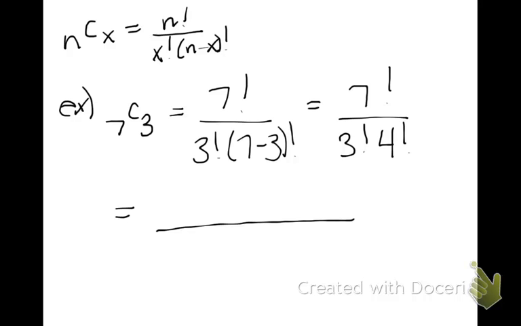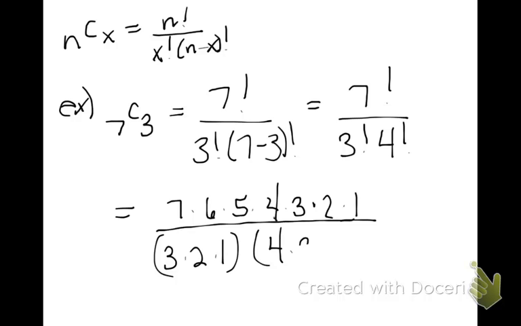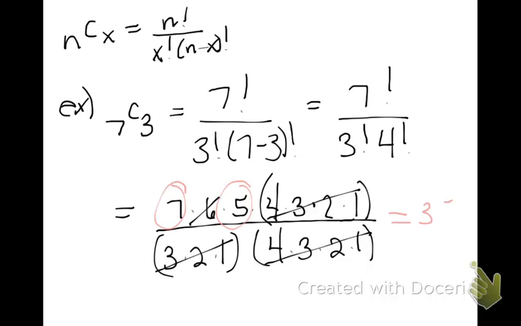Next, you should start writing out what 7 factorial means. It means 7 times 6 times 5, and multiplying all the way till you hit 1. 3 factorial means 3 times 2 times 1, and 4 factorial means 4 times 3 times 2 times 1. If you look, the 4 times 3 times 2 times 1 occurs in the numerator and denominator, so we can cancel these values out. Also, 3 times 2 is 6, and in the numerator there's also a 6. So in the end, the only values you're left with are 7 and 5, and 7 times 5 is 35. So we now know the value of 7 choose 3 is 35.